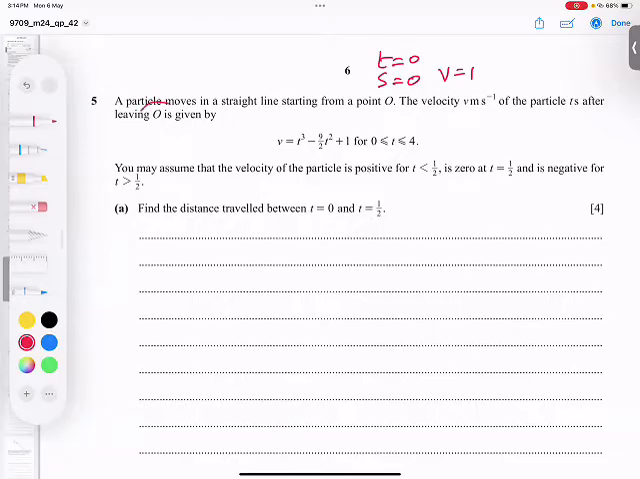It said that this formula is applicable from 0 to 4 seconds. And you may assume that the velocity of the particle is positive from 0 to a half, it is 0 at a half, and negative after a half. All right. And he is asking for the distance travelled between 0 and a half.